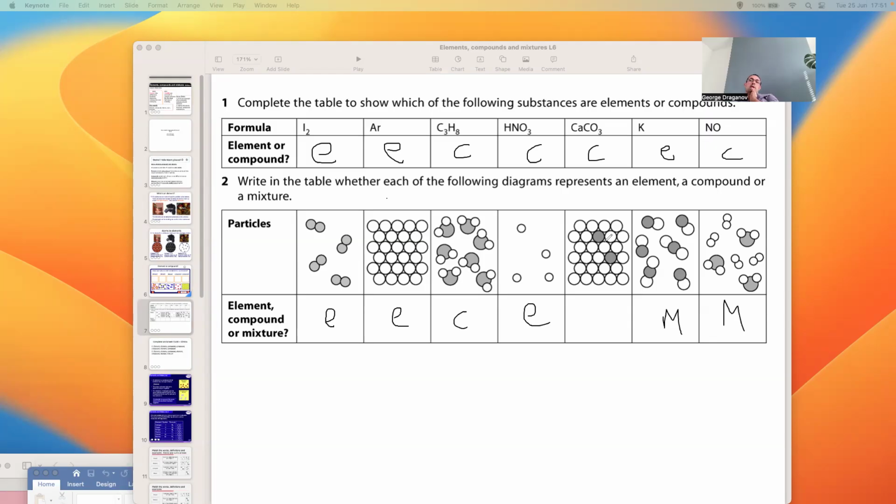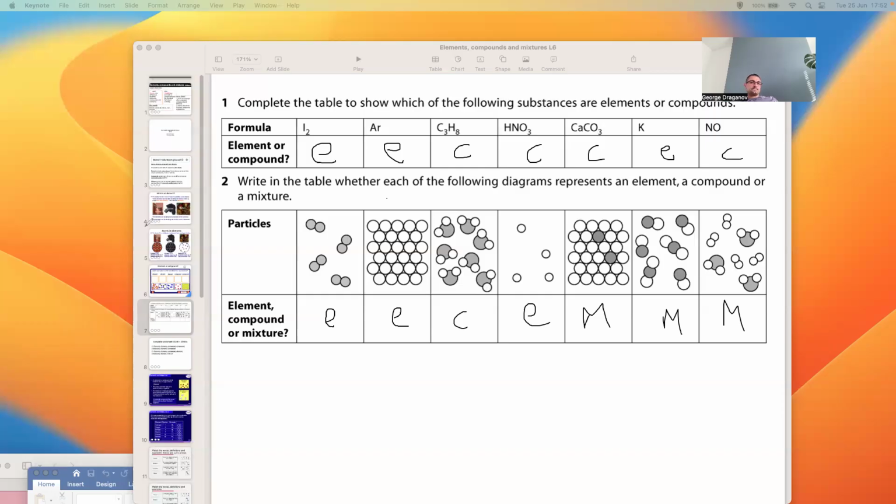Now this one, you might say it's a compound because it has different colors touching. But the thing about a compound is it has to also have a fixed proportion of particles. Now here we have only two gray ones and all the other ones are white. So that's not actually going to form a ratio, a particular proportion, which actually makes it a mixture. This actually is an alloy, which is a mixture of either metals or a metal and another element.